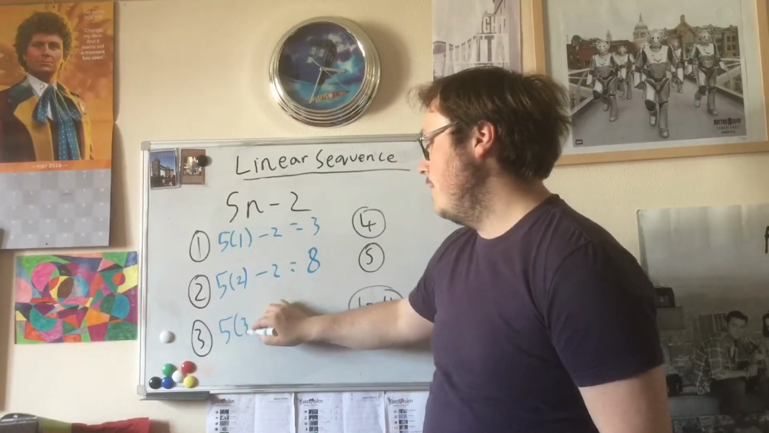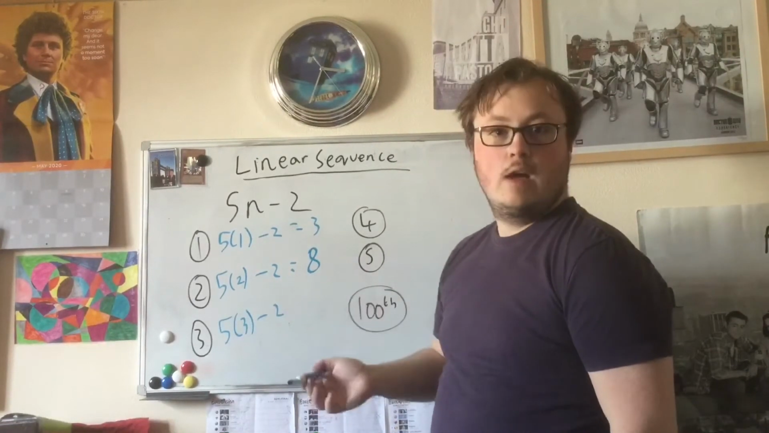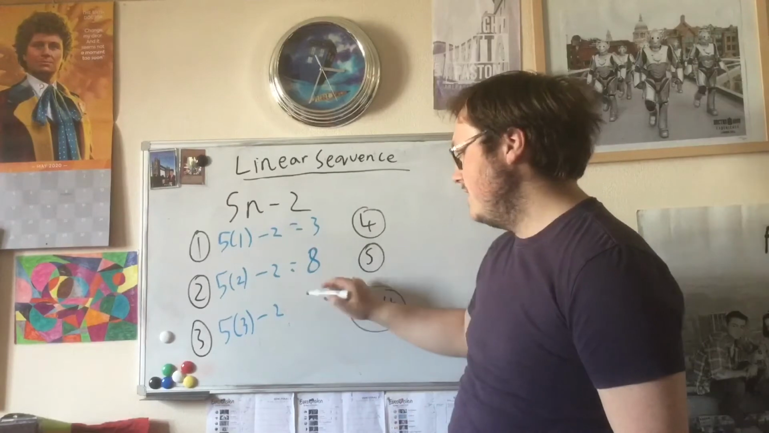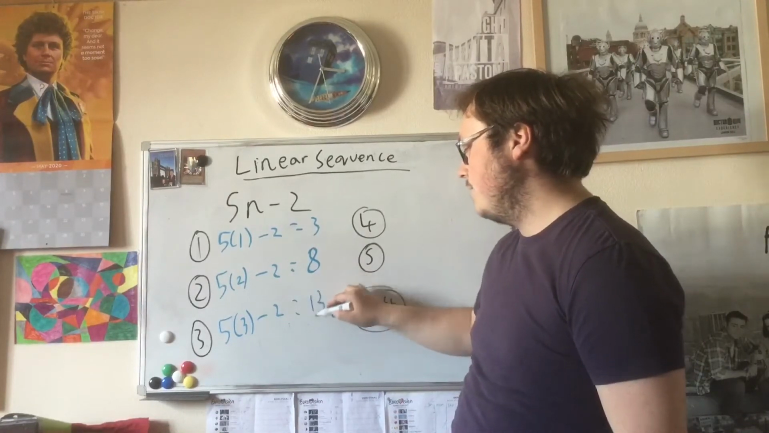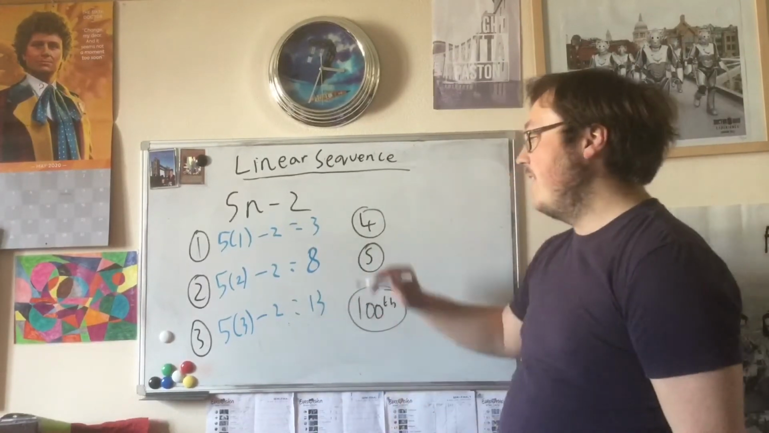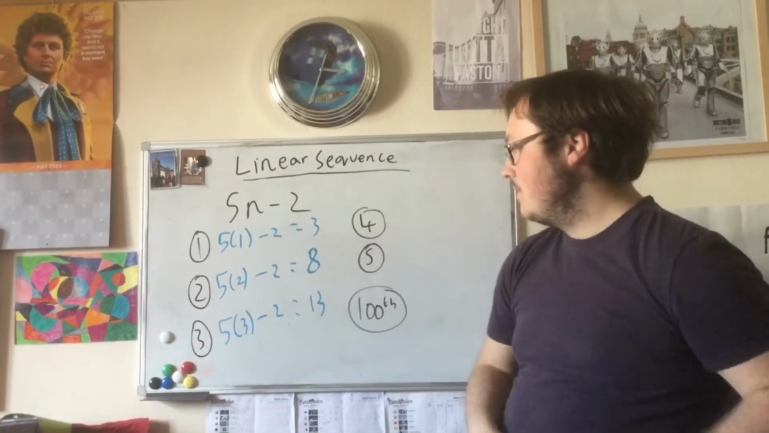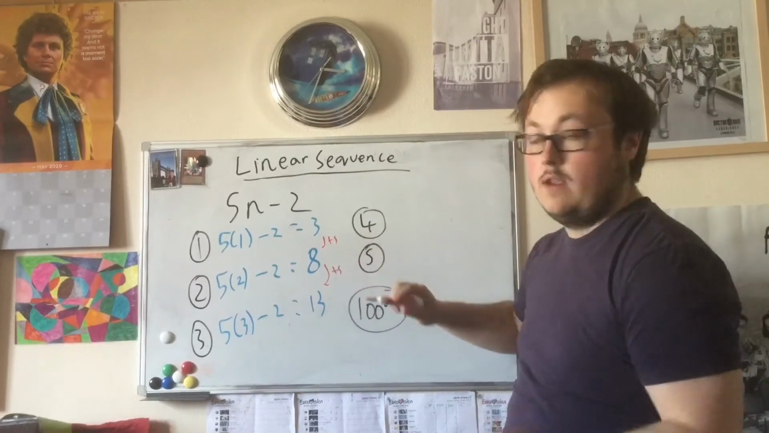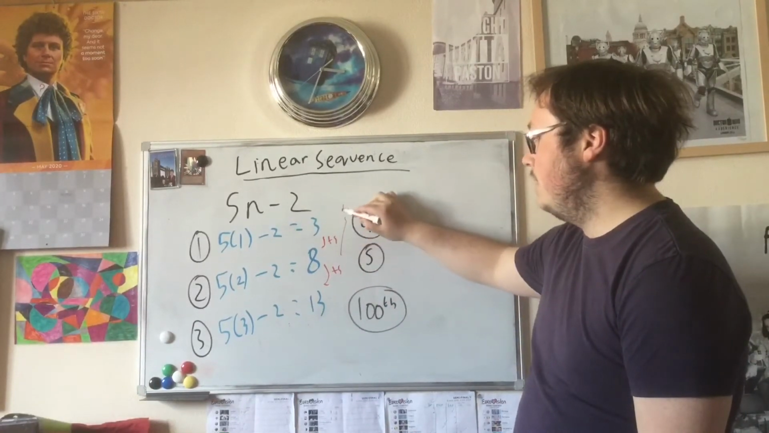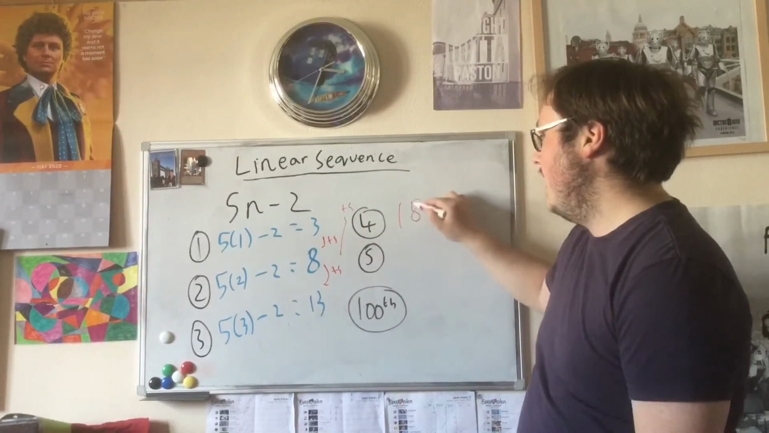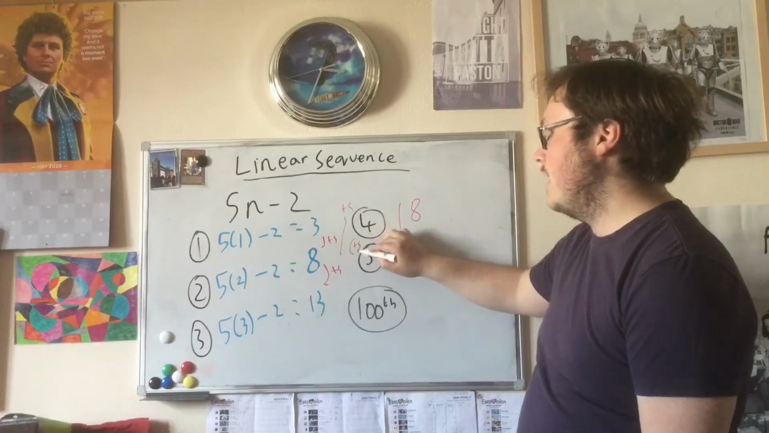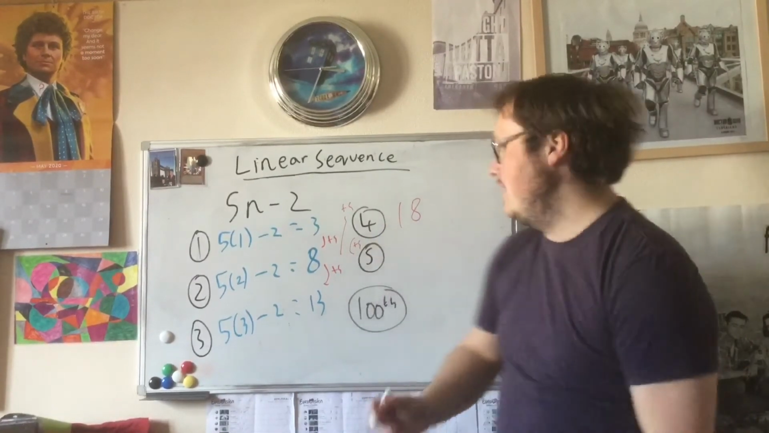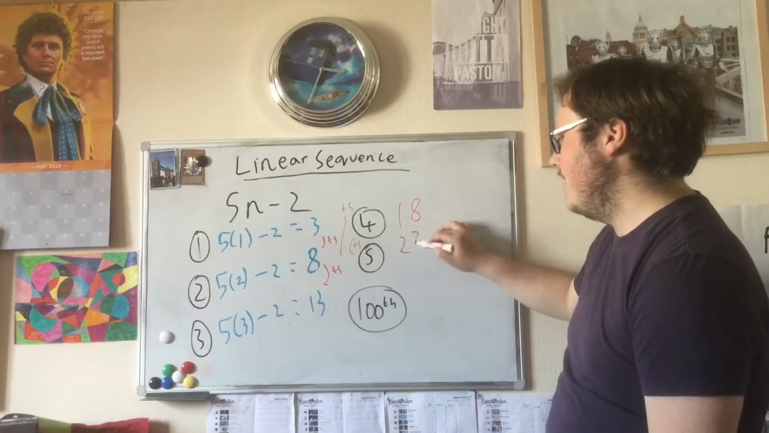5 times 2 is 10, take away 2 gets us 8. Because it's the third term, we put a 3 in there, take away 2. 5 times 3 is 15, take away 2 gets us 13. They're all going up by 5s, aren't they? So as you can see, 3 to 8 is a plus 5, 8 to 13, sorry, plus 5. To get to there, we plus 5 again, so that will get us 18. And then to get from 4 to 5, we add 5 again, so that will get us 23.